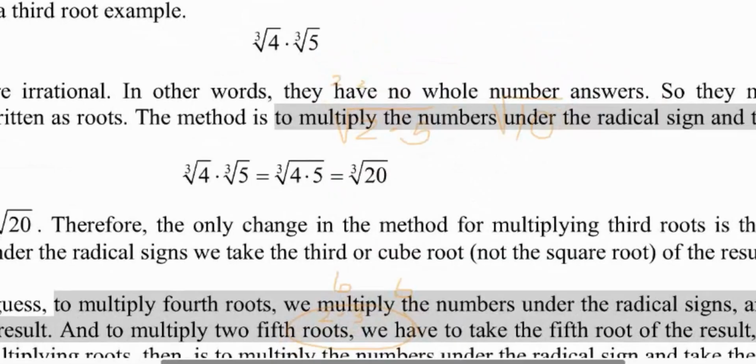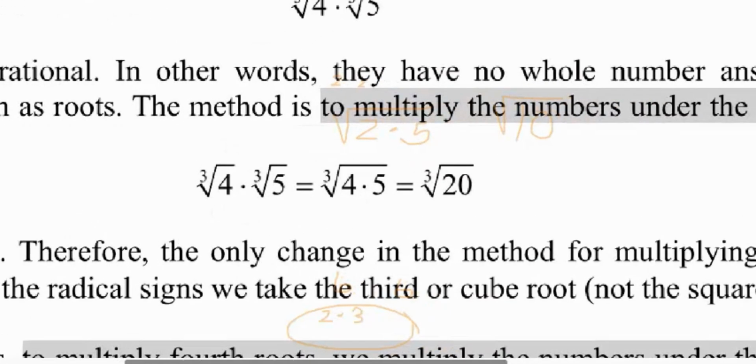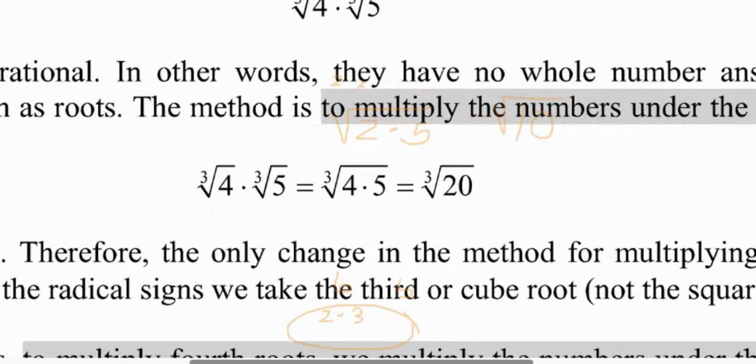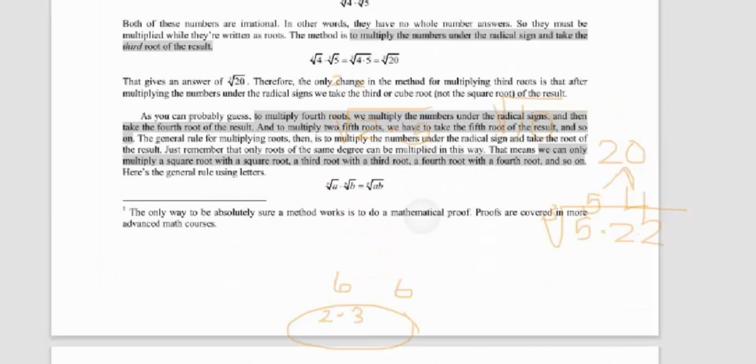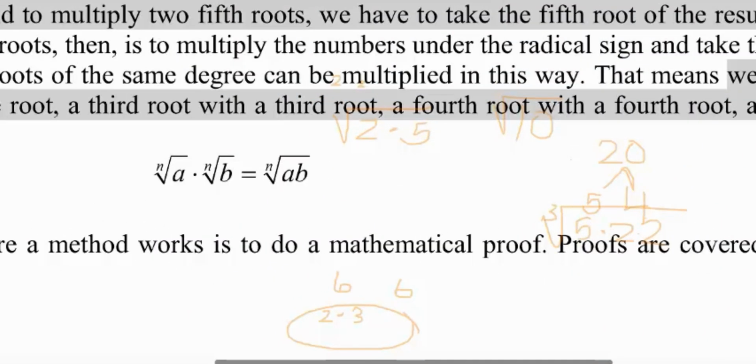So because the index matches on these, we're able to combine them. So third root of 4 times third root of 5, that's the same as third root of 4 times 5, or third root of 20. And if we wanted, we could do the prime factorization to see if we can clean that up. 5 times 4, 5, 2, 2. All right, and there's nothing that there's 3 of in there, so we can't simplify that at all. There's nothing we can pull out. So the rule looks like this. If your index matches, you are able to just combine them under the radical sign.